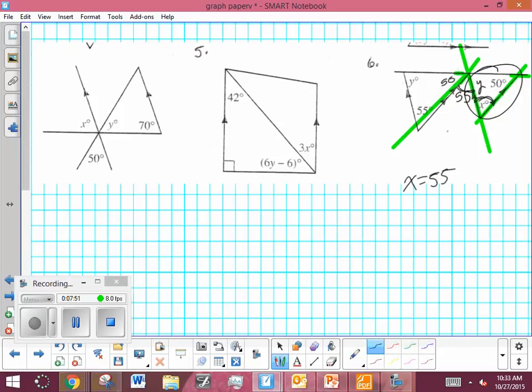I can look at this triangle here. Well, let's not even look at the triangles yet, because at this point we really don't know much about triangles. If I know that x is 55 by alternate interior angles, I look at that angle there, that angle there, and that one there, and they should add up to 180. They form that straight line right here. So 50 plus 55 is 105, plus 75 would equal 180. So y is going to be 75.